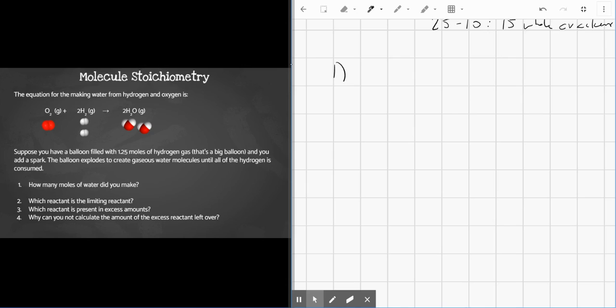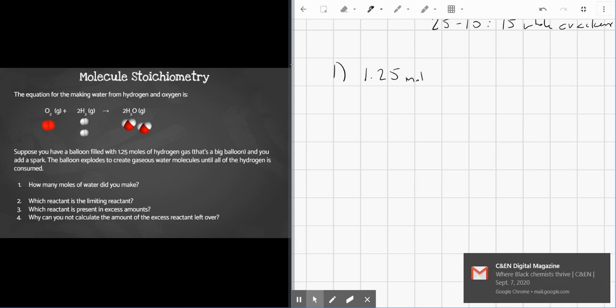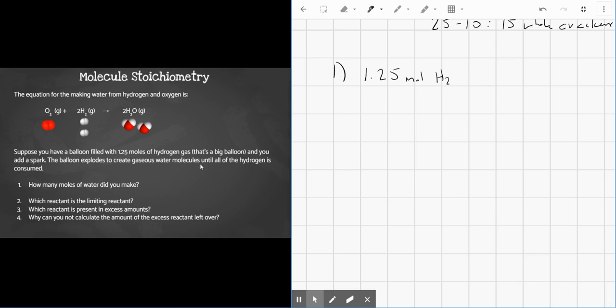I'm going to write my given. You guys know this. You always start with writing the given number and the given units. And I'm going to put the given molecule. It's hydrogen gas. Okay. And we want to figure out how many moles of water. How many moles of water? So I want to cancel out moles of hydrogen, moles of H2, and I want to find out how many moles of H2O I have made.